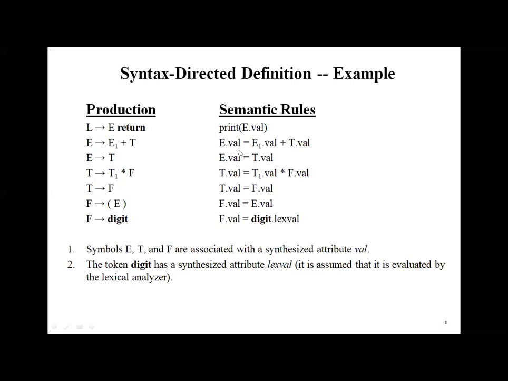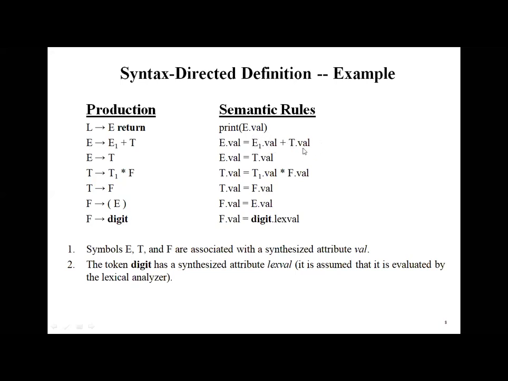What will happen in this production? In the first line, L produces E return, so E dot val should be printed. When return is encountered, the action will be print: the value of E should be printed. Now the next production, E produces E1 plus T. What operation will be performed here? The value of T and the value of E1 will be added and stored into E. So we can write E dot val equals E1 dot val plus T dot val. T dot val is the value of T, and E1 dot val is the value of E1.